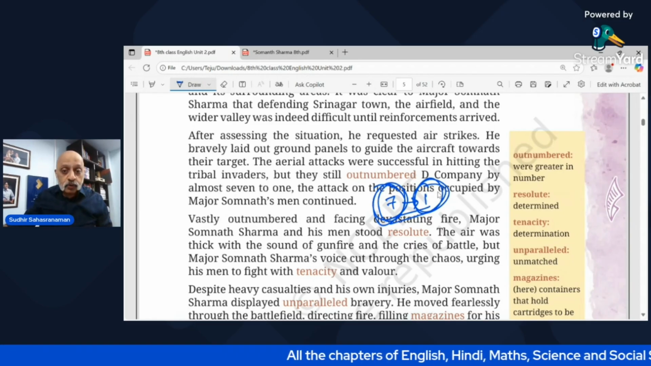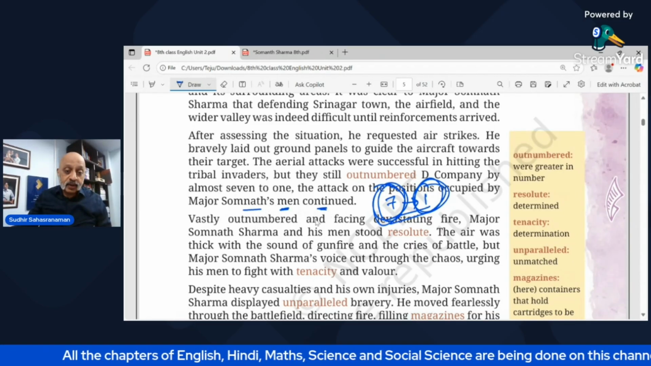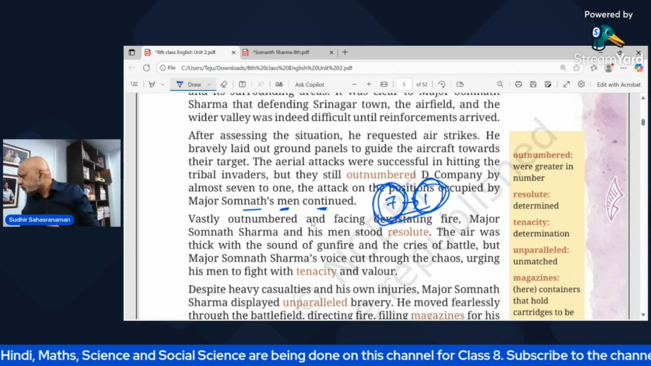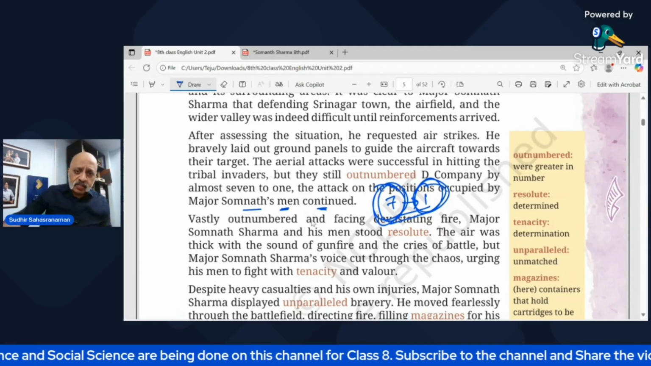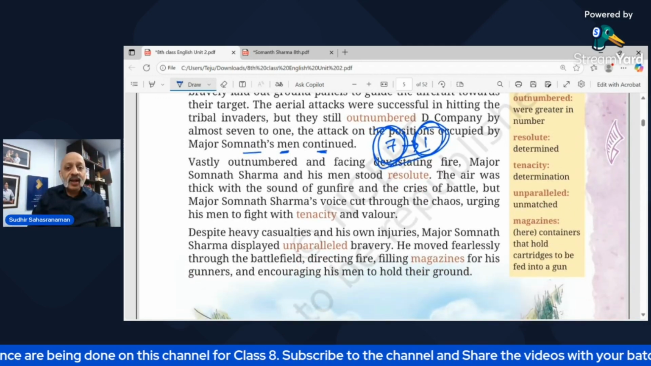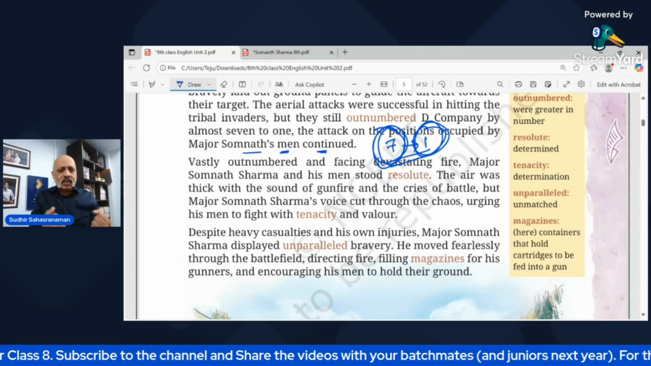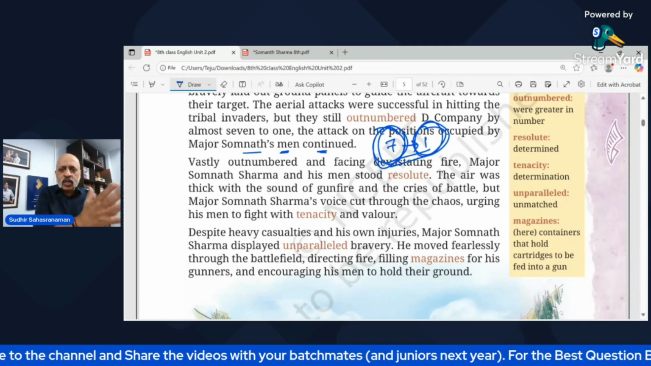The attack on the positions occupied by Major Somnath's men continued. So they continued to attack Major Somnath Sharma's men. Vastly outnumbered and facing devastating fire. Devastating means very dangerous, which could actually kill them, right? And they were outnumbered. As I said, it's 1:7.